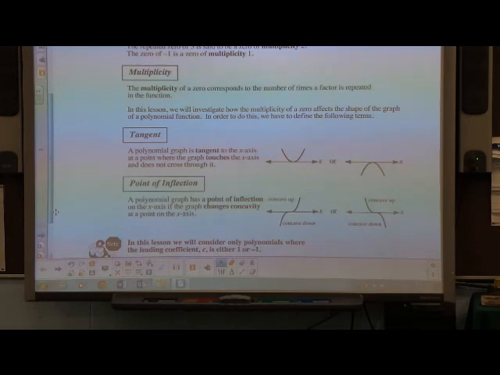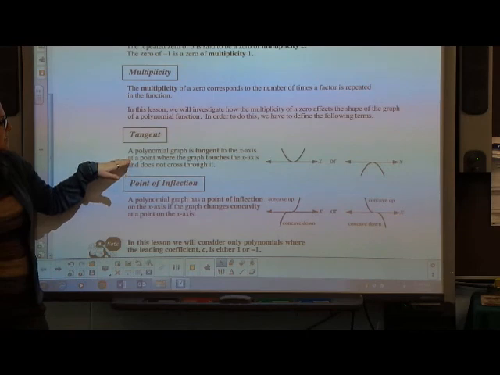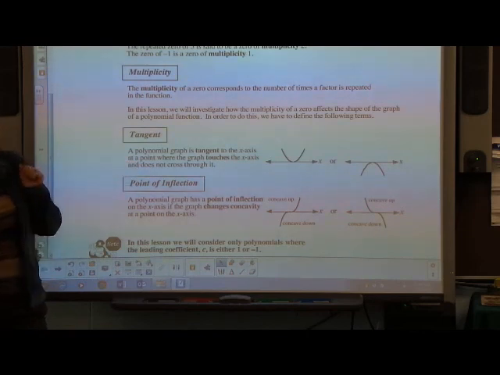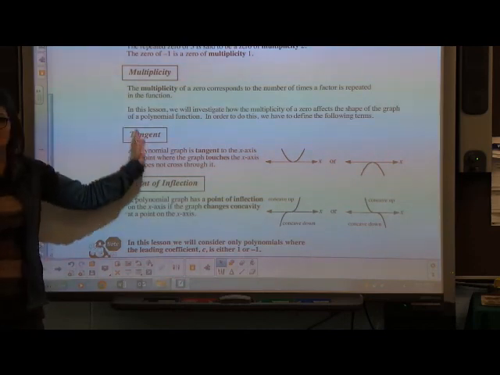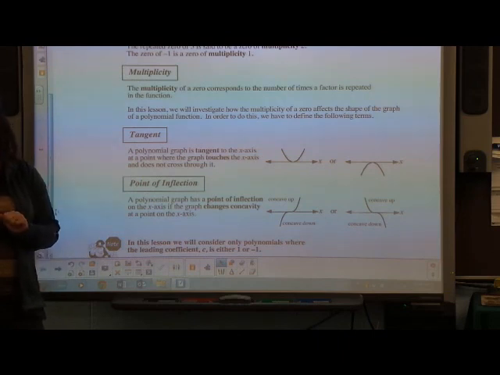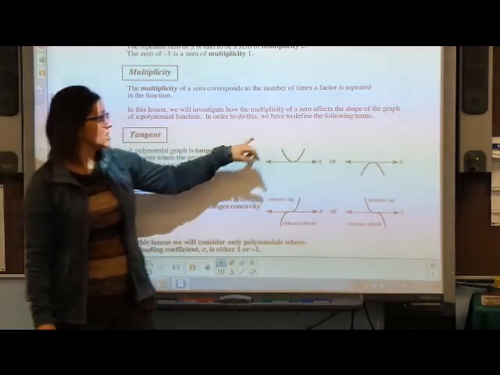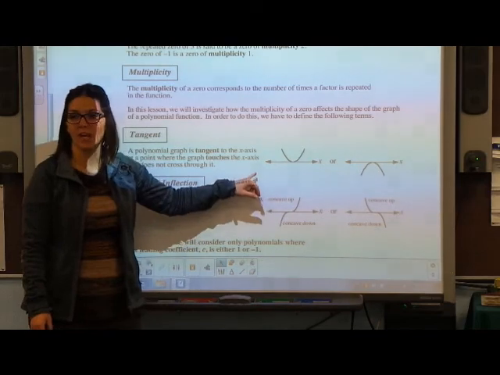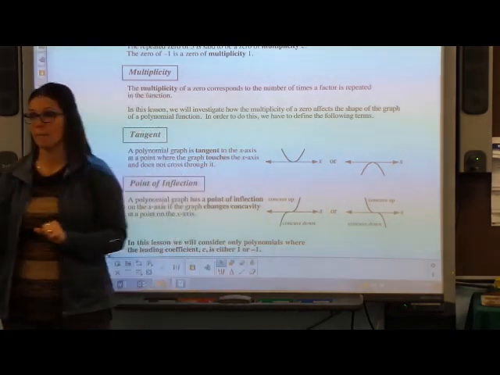The first term that we need to define is a tangent. A polynomial graph is tangent to the x-axis at a point where it touches the x-axis but does not cross through it. Back when we were investigating geometry, the tangent to a circle is a line that touches the circle only in one spot but doesn't intersect the circle. So the tangent, if we're dealing with multiplicity, touches the x-axis but does not go through the x-axis. It forms a parabola at the x-axis is really what it's doing.